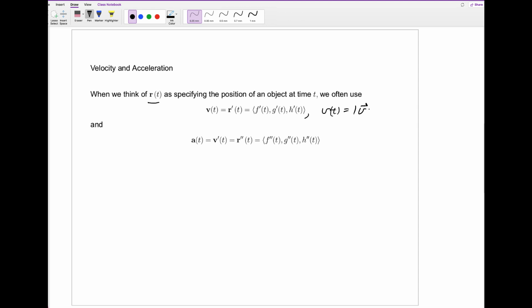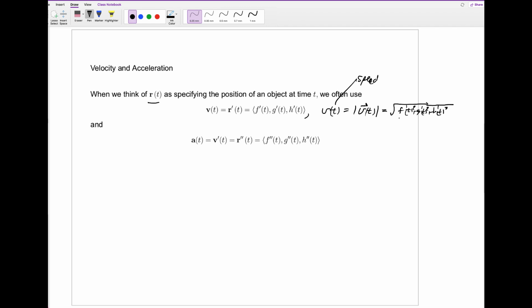Here's where it's going to be very important that you use vector notation properly. The vector function v of t, which when handwritten will be a v with a vector hat on it, that's the velocity vector. V of t without a vector hat on it will denote the speed at time t. And it's just the length of that velocity vector. And of course, that's just the length of this vector. That's going to be the square root of f prime of t squared plus g prime of t squared plus h prime of t squared.